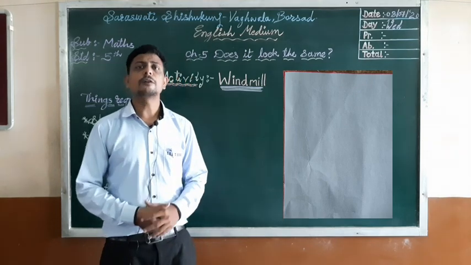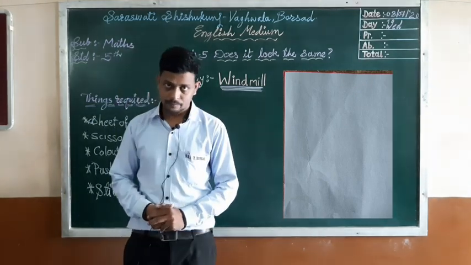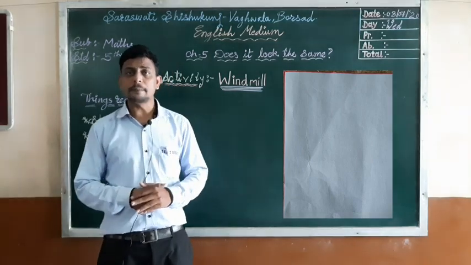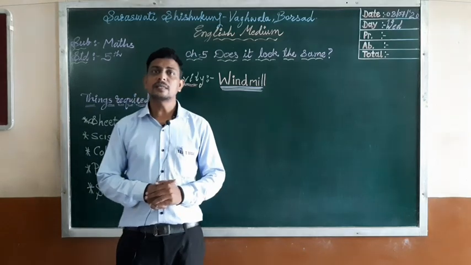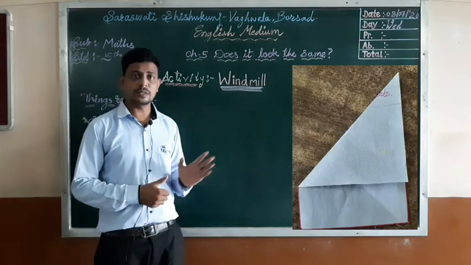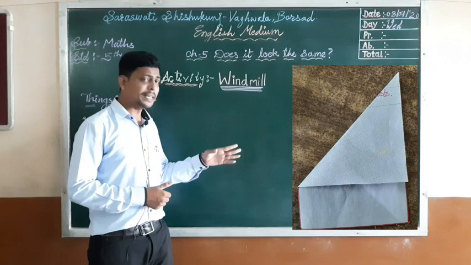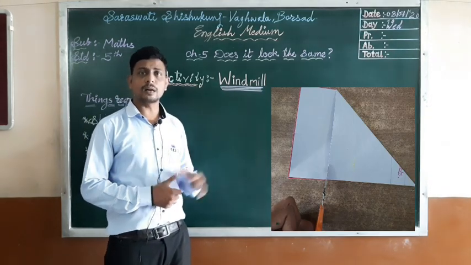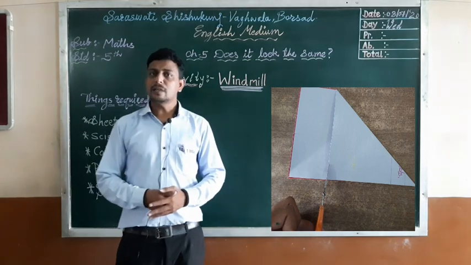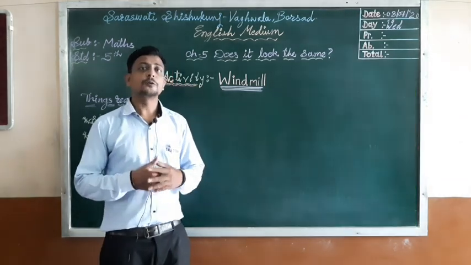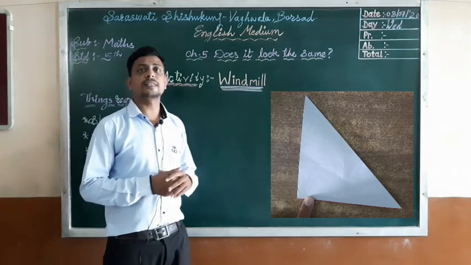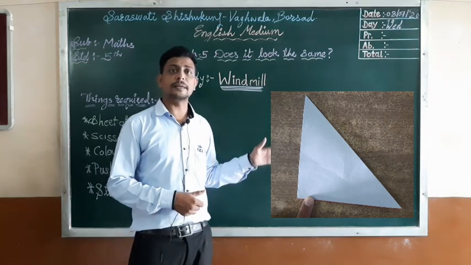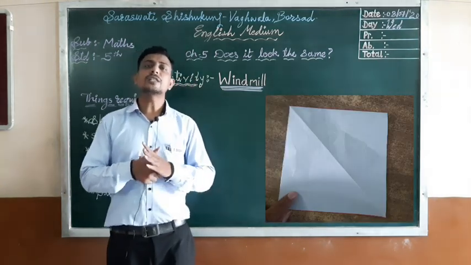First step, you have to take a sheet of paper. You can see in the picture. Now fold this paper from one side. You can see in the picture. Now the remaining part, you can see that you have to cut. After cutting it, you will observe the shape is a triangle. Now you have to open this triangle shape. It will look like a square.